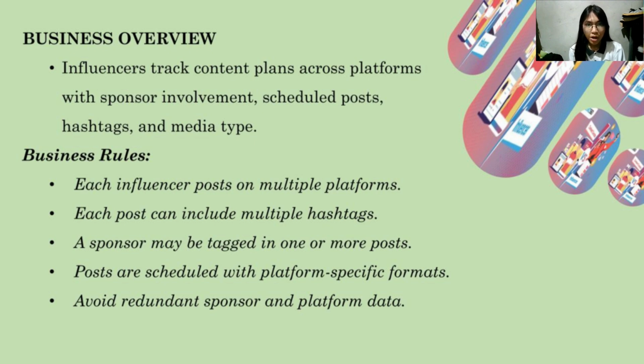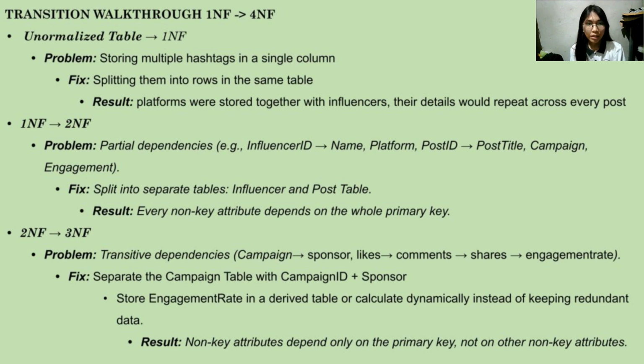Transition walkthrough of 1NF to 4NF. A normal form is stable to 1NF. Problem: storing multiple hashtags in a single column. To fix this, split them into rows in the same table. The result would be that platforms were stored together with influencers, so their details would repeat across every post.